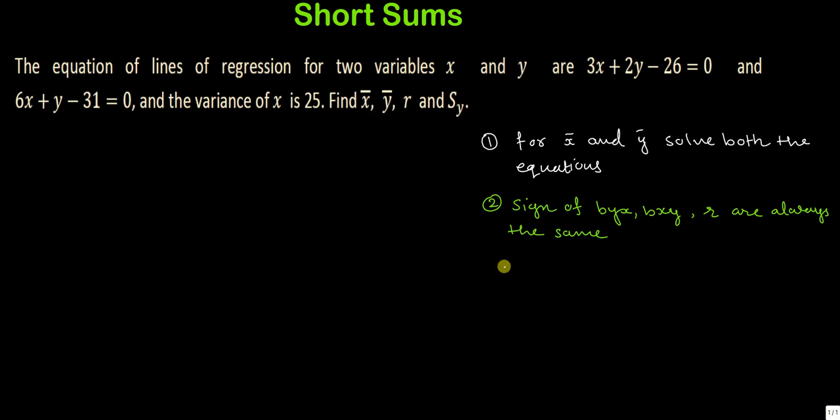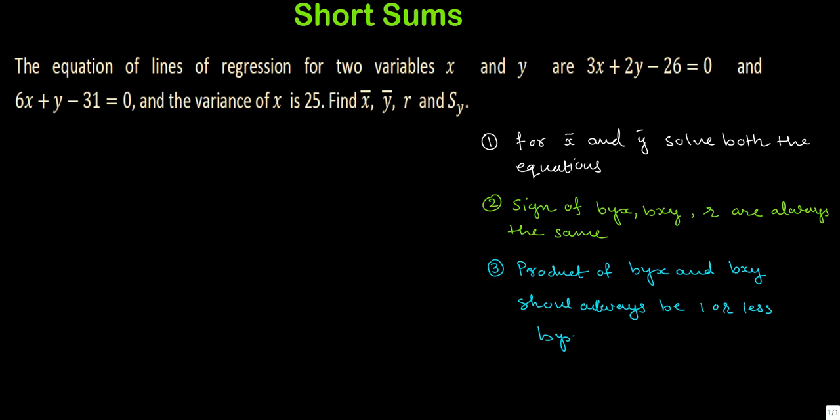Third point, we have to remember that the product of byx and bxy should always be one or less. That means byx into bxy is always less than or equal to 1. Okay, these three points we have to consider to better understand this method. So your first question is x bar and y bar.